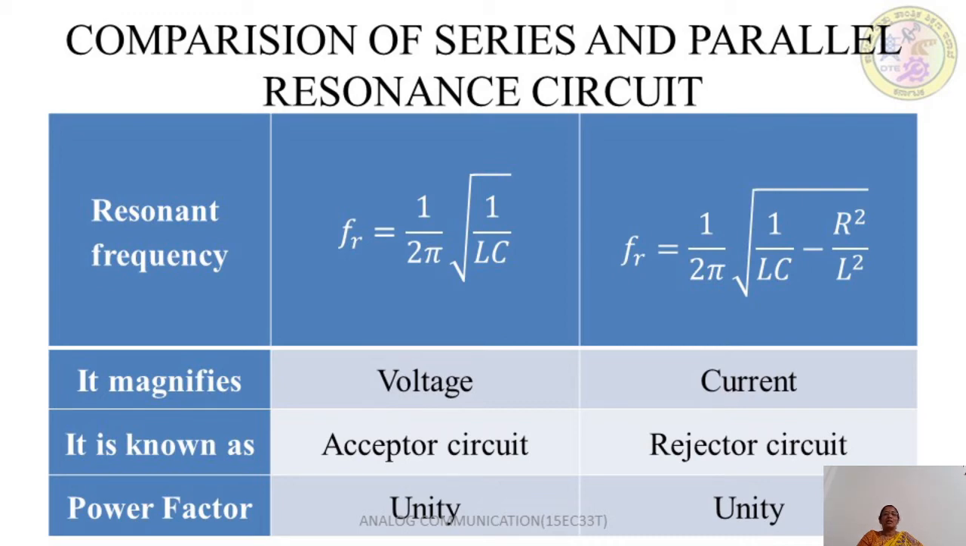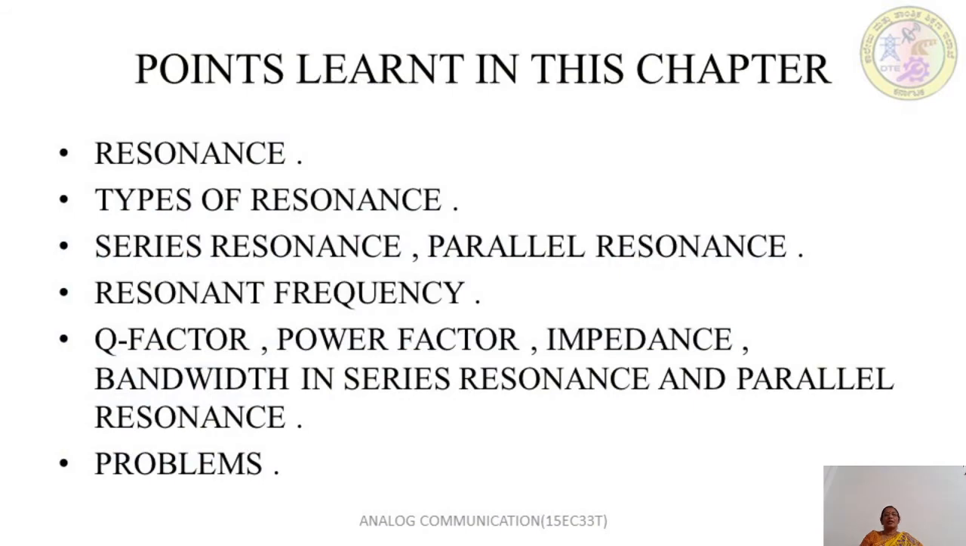These are some points we are taking to compare series and parallel resonant circuits. In this chapter we have learned resonance. What are the types of resonance? Types of resonance are series resonance and parallel resonance. In these resonance circuits, we have learned resonant frequency, Q factor, power factor, impedance and bandwidth. Next we are going to learn some of the problems on resonance circuit.